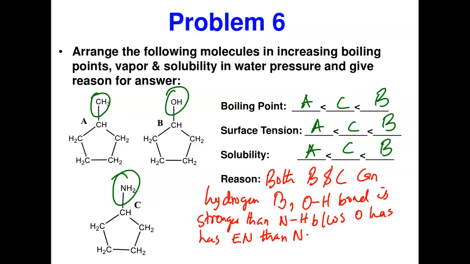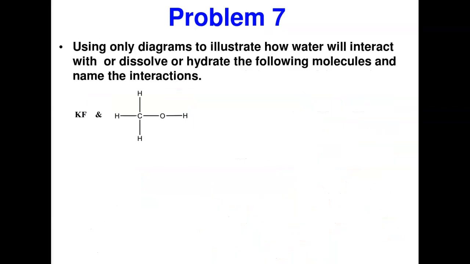And of course, the least in all these ones, A is non-polar and will be the least. We have the least intermolecular force. A is non-polar and has the least IMF. And if it has the least IMF, it is going to have the lowest boiling point, lowest surface tension, and it will be the least soluble in all of them. So this is the reason for that. We go to the next question.